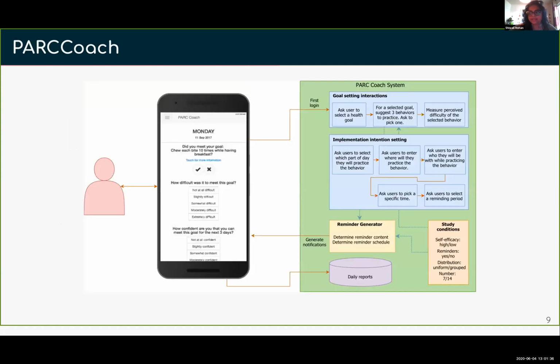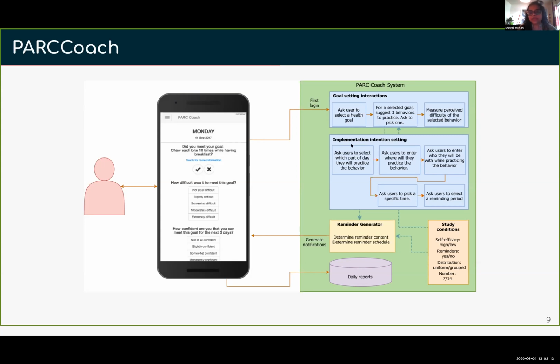So we designed a system called PARCCoach, which addresses a subset of the desiderata that I just described. It's a health app. Once you log in, it first asks the user to select the health goal. We have 3 different health goals, and you could go down the list and help the person pick the one that they really want to work on. And then we specify the goal by trying to associate a behavior with that goal. We recommend 3 behaviors, and people may pick one. We measure the difficulty, that is, how difficult they think that behavior is for them to do.